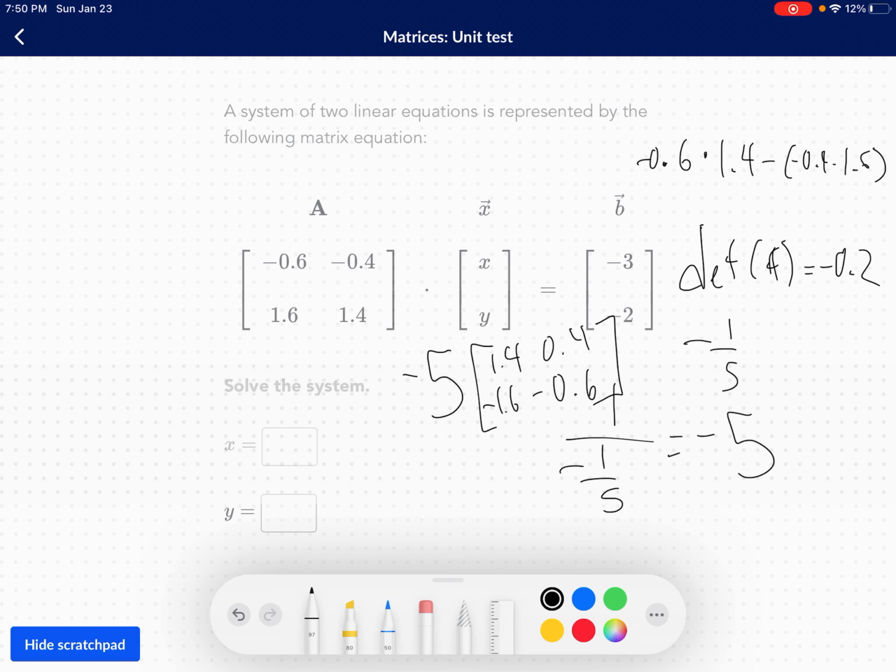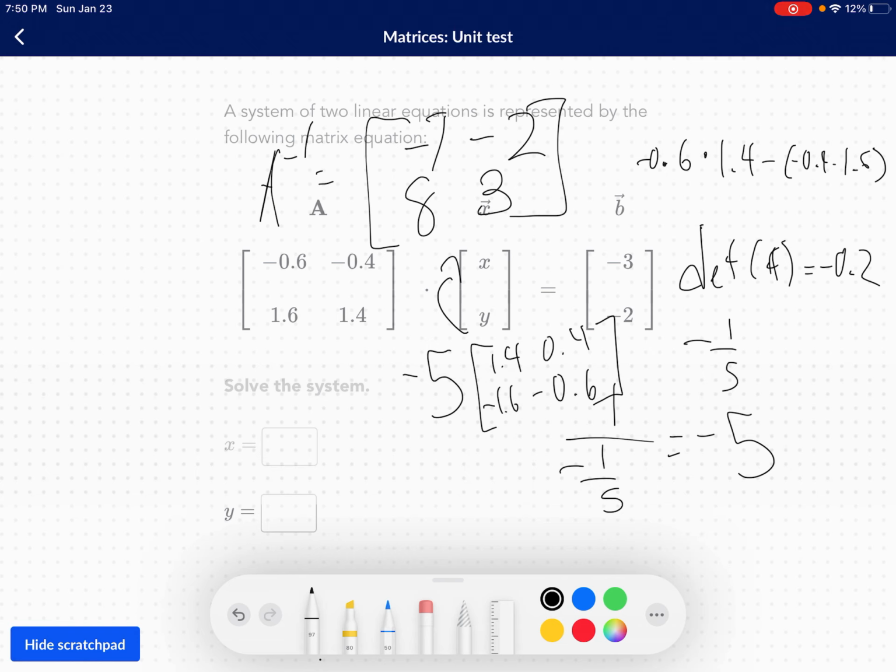Okay, so finding the inverse: negative 5 times 1.4 is negative 7. Negative 5 times 0.4 is negative 2. Negative 5 times negative 1.6 is 8. And negative 5 times negative 0.6 is 3. So that's the inverse.